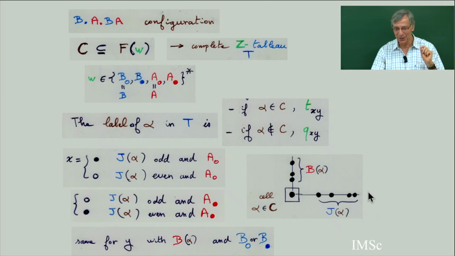I just look on the right here, and it depends if the letter on the border is A with an empty dot or is A with a full dot, then the dot here will be the same or opposite according to whether the number of elements of J of alpha is odd or even. And analogously for the Y, you have just to look at the B in B of alpha if it's odd or even, and look at the letter above on the border if it's a B with full dot or empty dot.